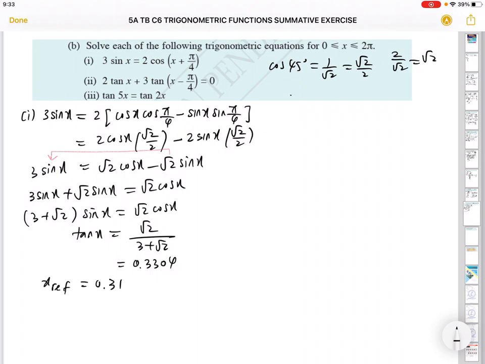Now, your first answer is 0.3100, and we know again tangent is positive. Quadrant 1, quadrant 3. Quadrant 3 is pi plus 0.3100. So this answer is 3.452. Okay, answers are all in radian.